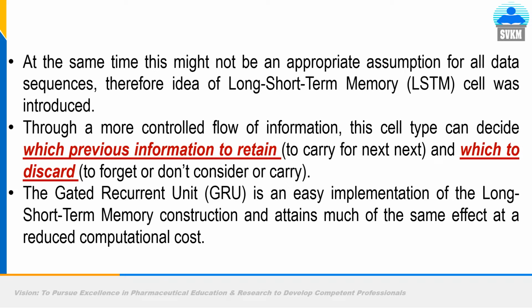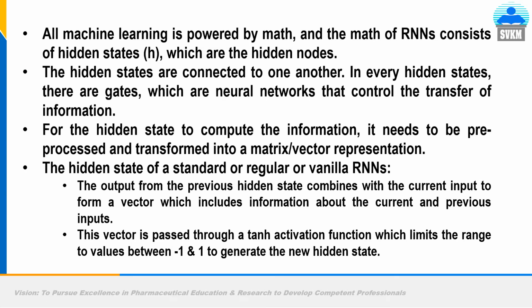The gated recurrent unit is an easy implementation of the long short-term memory construction and attains much of the same effect at a reduced computational cost. All machine learning is powered by math, and math of RNN consists of hidden states, which are the hidden nodes. So the hidden states are connected to one another. In every hidden states, there are gates, which are neural network that control the transfer of information.